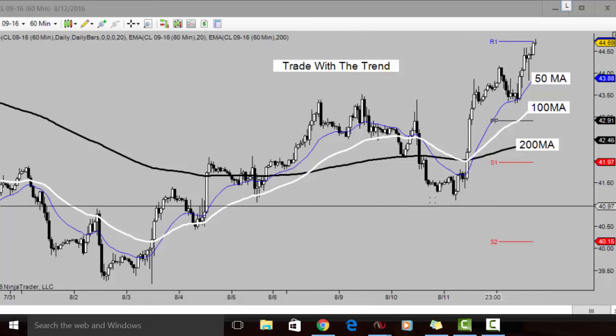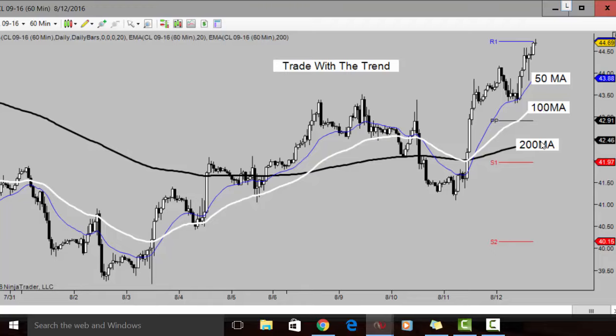Let me just change this. Obviously here you see the 200 moving average, 100 moving average, and the 50 moving average. And what is that telling you? Well, that's telling you that the price is moving up.